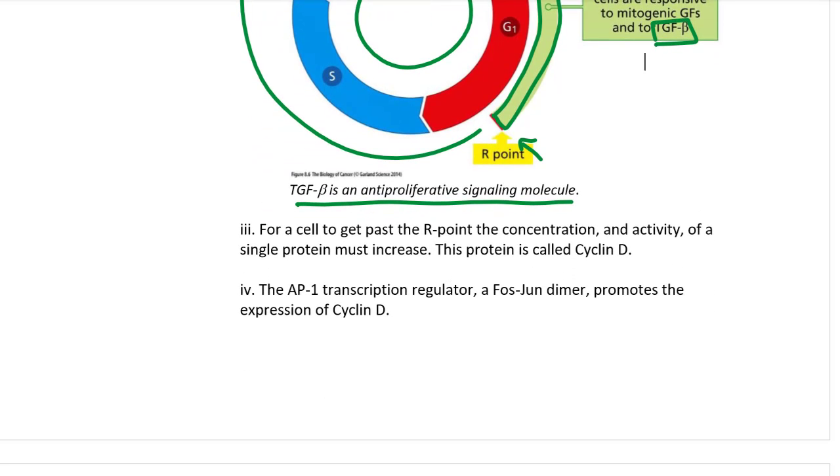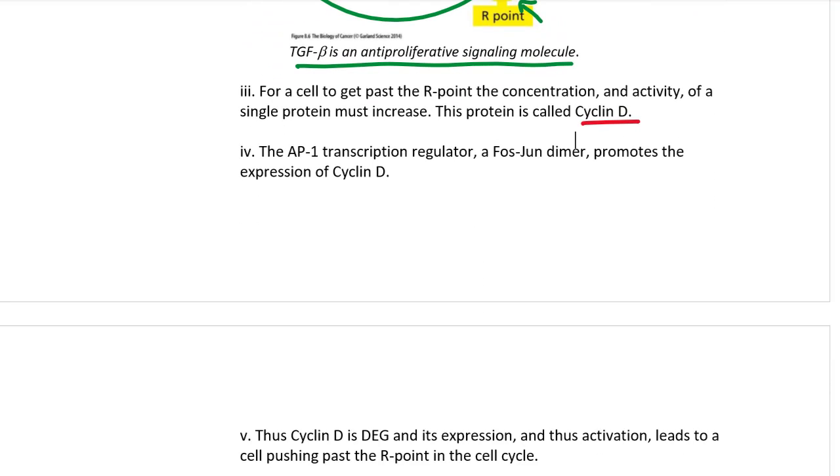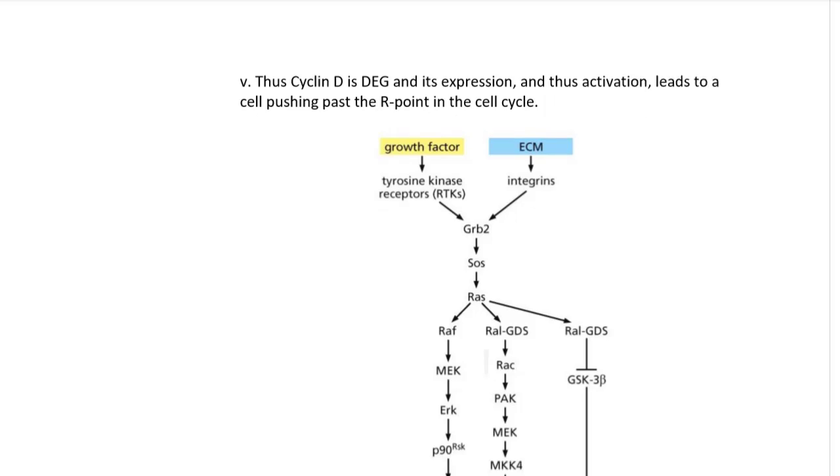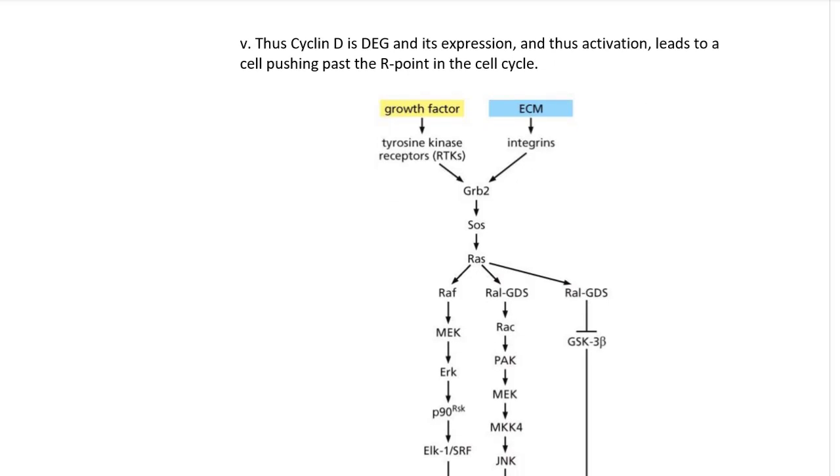For a cell to get past the R point, the concentration and the activity of a single protein must increase. This protein is called cyclin D. The AP1 transcription regulator, a FOS-Jun dimer, promotes the expression of cyclin D. Thus, cyclin D is a delayed early gene, a DEG, and its expression, and thus activation, leads to a cell pushing past the R point in the cell cycle.